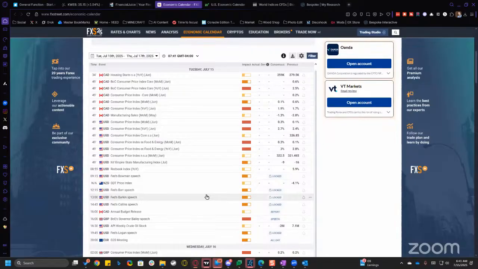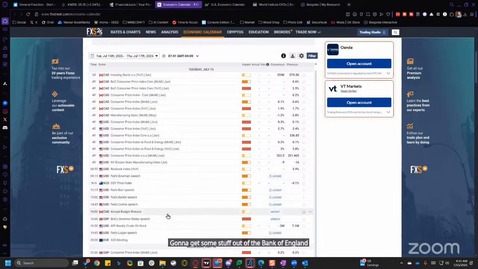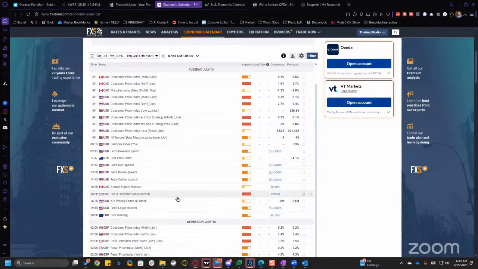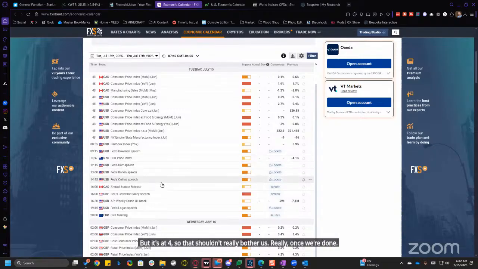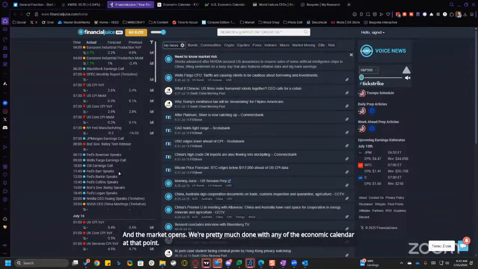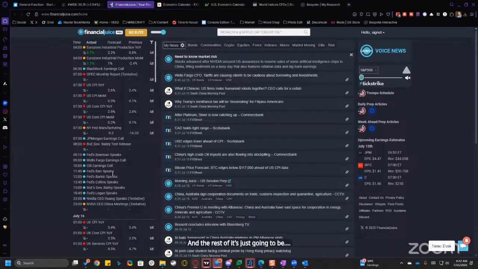Gonna get some stuff out of the Bank of England kind of early or late. It depends on how you want to look at it. But it's at 4, so that shouldn't really bother us. Really, once we're done and the market opens, we're pretty much done with any of the economic calendar at that point. And the rest of it's just going to be Fed speakers chipping teeth.